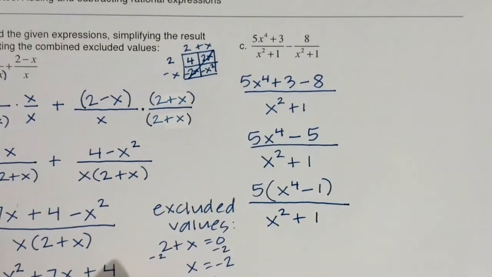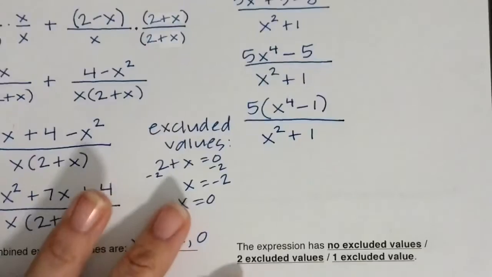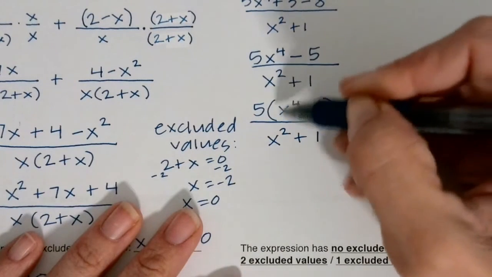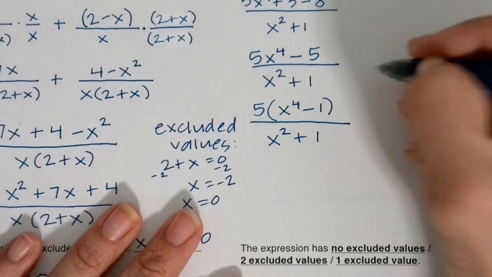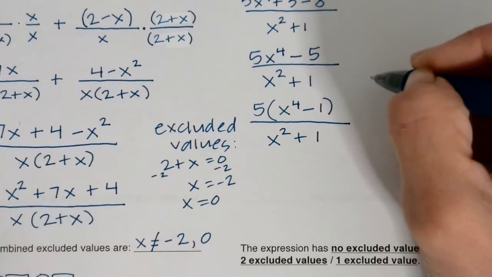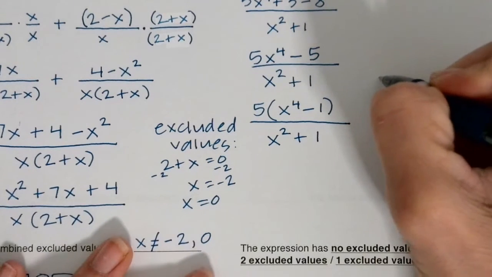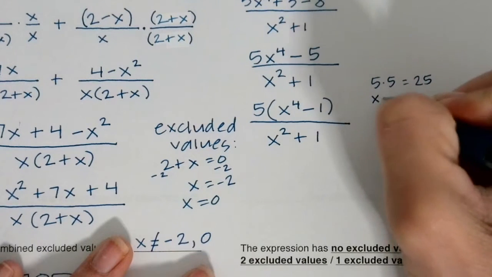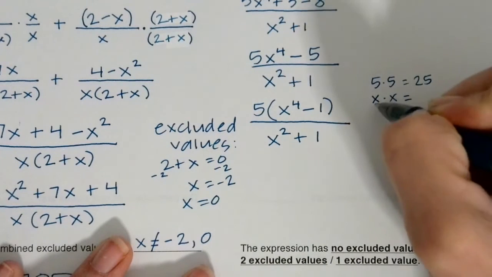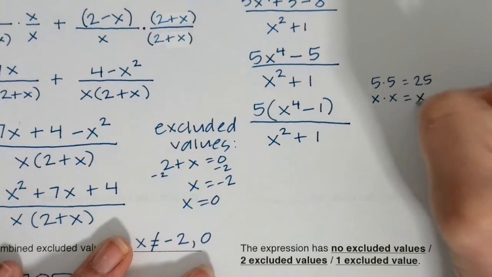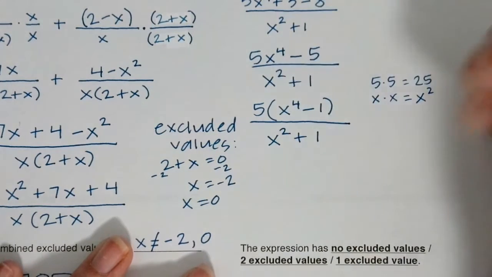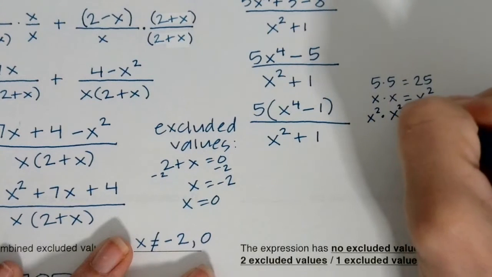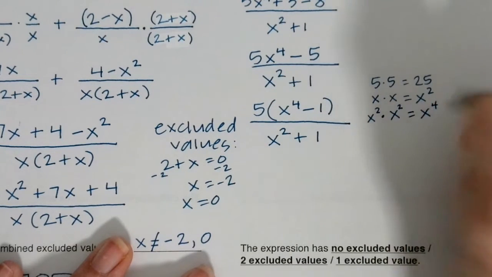So here we are at this point, and you might be thinking, all right, we're good. But this is actually a perfect square. So in math, the definition of perfect square is the number times itself. So something like 5 times 5 is a perfect square, or x times x is a perfect square, because it's a number times itself. X to the fourth is also a perfect square, because if I take a number, x squared, and multiply it by itself, I get x to the fourth.